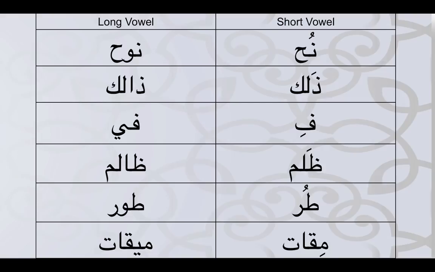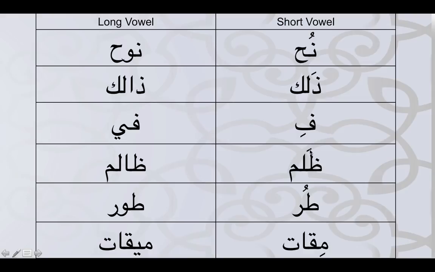Because this is a problem a lot of English speakers, or at least people who are learning to read the Quran, have. When they see the short vowel, when they see the mark, they extend it a little bit. And extending it is a problem because then it becomes a long vowel. And this is not a long vowel, this is a short vowel.